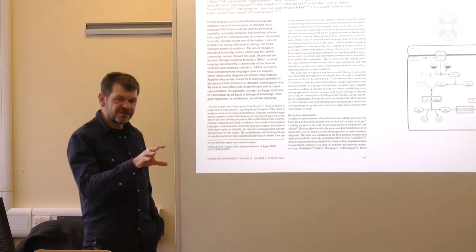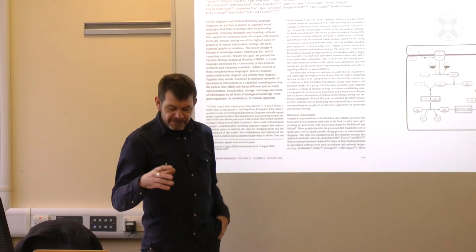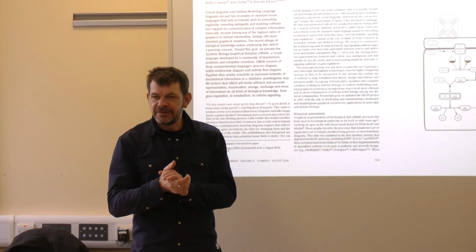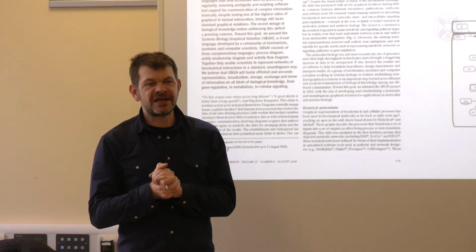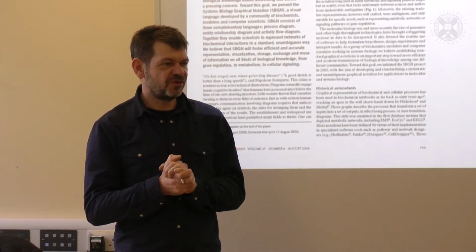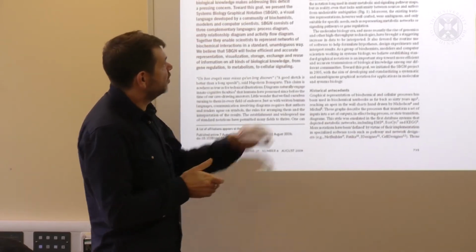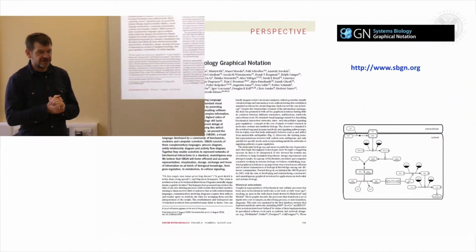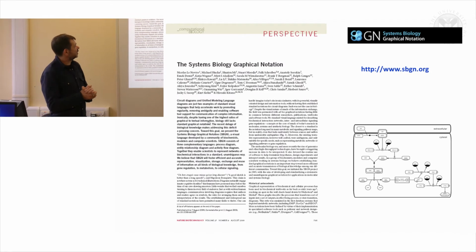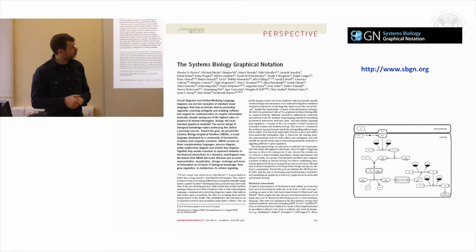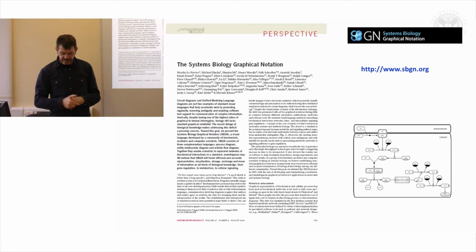A number of years ago, faced with this problem of all these different ways of doing it, there was a great idea to standardize the way that biologists should draw pathways. And this became known as the Systems Biology Graphical Notation system, and had support from a lot of people, including quite a number of people from Edinburgh.